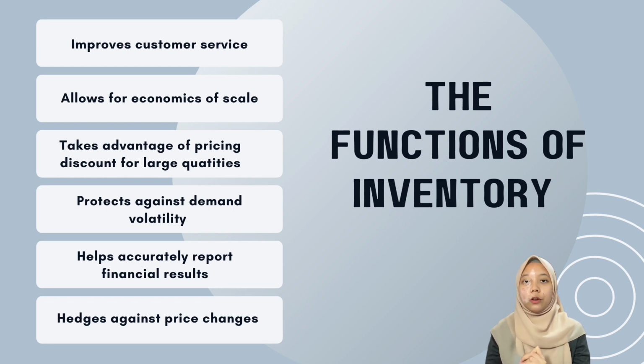This is because manufacturers produce in large batches to reduce production costs, and distributors receive quantity discounts for buying in volume. Next, inventory protects against demand volatility. When demand is less than certain or variable, inventory helps protect against this variability. Inventory also helps accurately report financial results because the timing of the supply expense must be associated with the period in which revenues are generated.